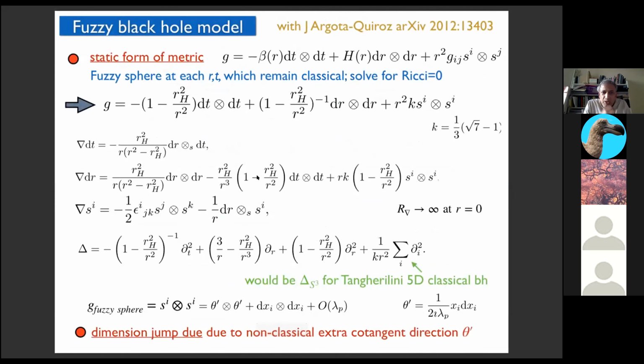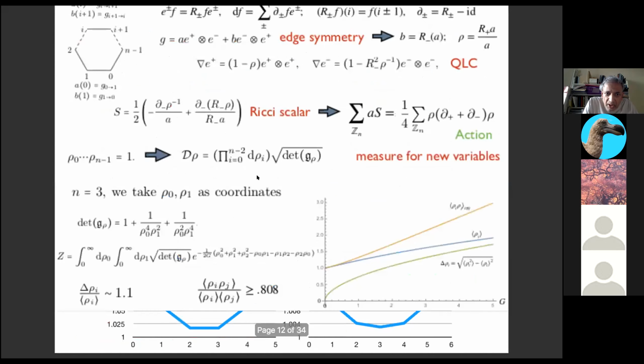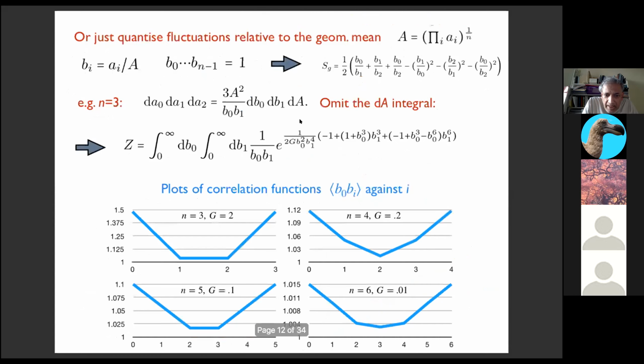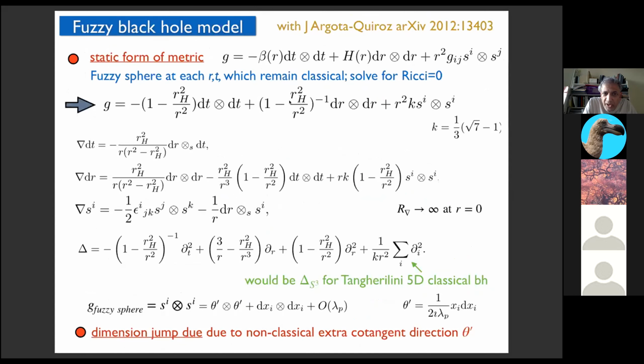Now, what I want to tell you about in the remainder of the talk is stuff that is a preprint. All of that was published. I forgot to say that when I did the second model, the gravity on Zn model, this was in my paper with Julio Argota-Quiroz, published here. And in our follow-up paper, we don't do quantum gravity. We're now going to look at quantum geometry. So for those of you who are interested in quantum geometry, non-linear geometry, this is perhaps more interesting.